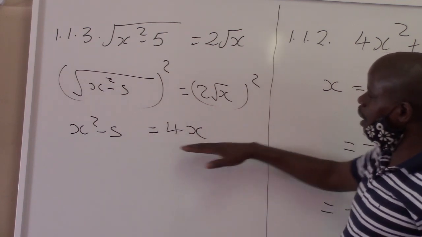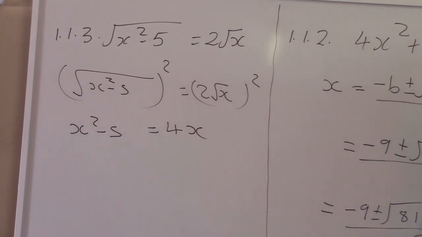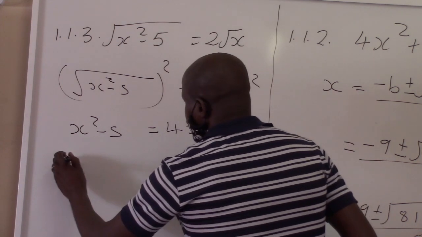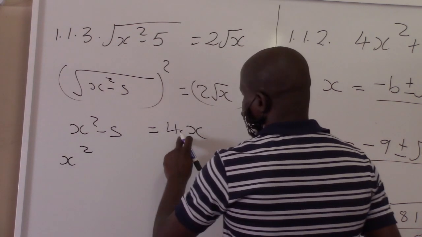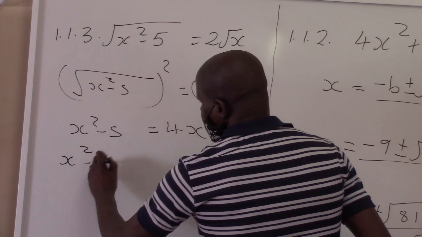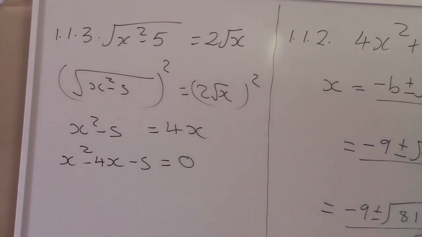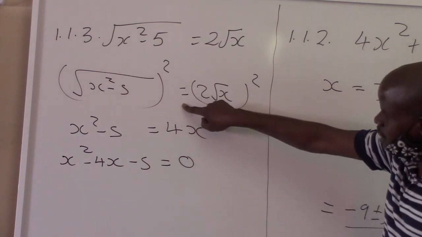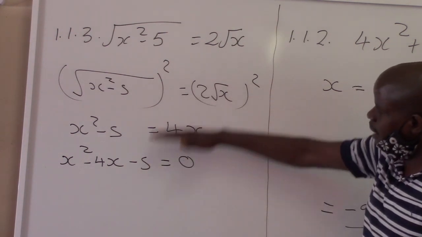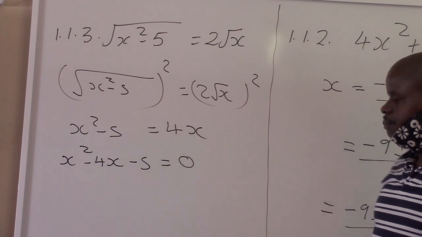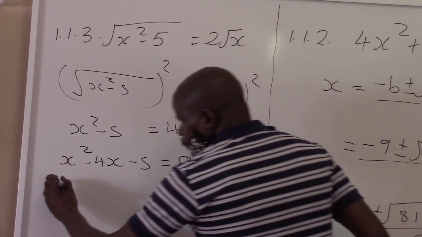Then again we have to rewrite this in standard form. So how do we rewrite it in standard form? We have x squared, and this was positive 4x, so it becomes negative 4x minus 5 equals 0. So for squaring both sides there's a mark, there's also a mark here. Then another mark you get for factorizing.